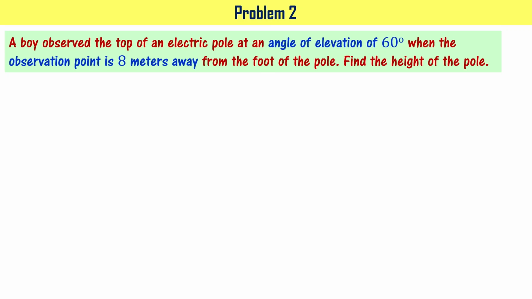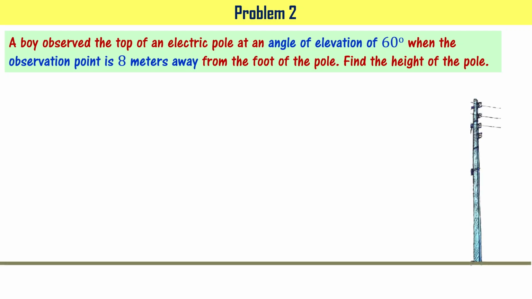The next problem is: a boy observed the top of an electric pole at an angle of elevation of 60 degrees, when the observation point is 8 meters away from the foot of the pole. Find the height of the pole. As you see here, I'm denoting the height of the pole using line AB, right?